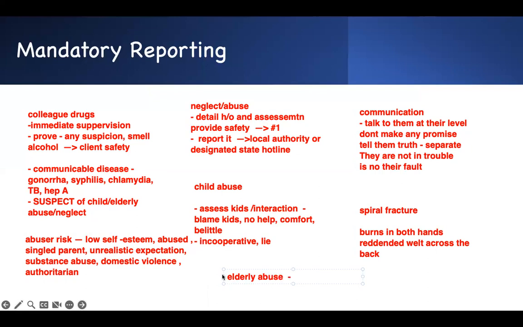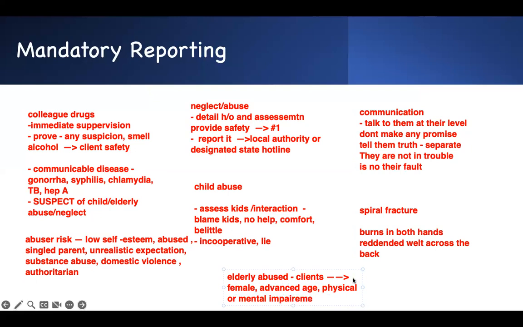Who is likely to be abused? So this is the client features to be abused. Who is the abuser risk? The elderly, or the kid, are likely to be abused. People who are female, older patients, of advanced age, who have at least a physical or mental impairment.